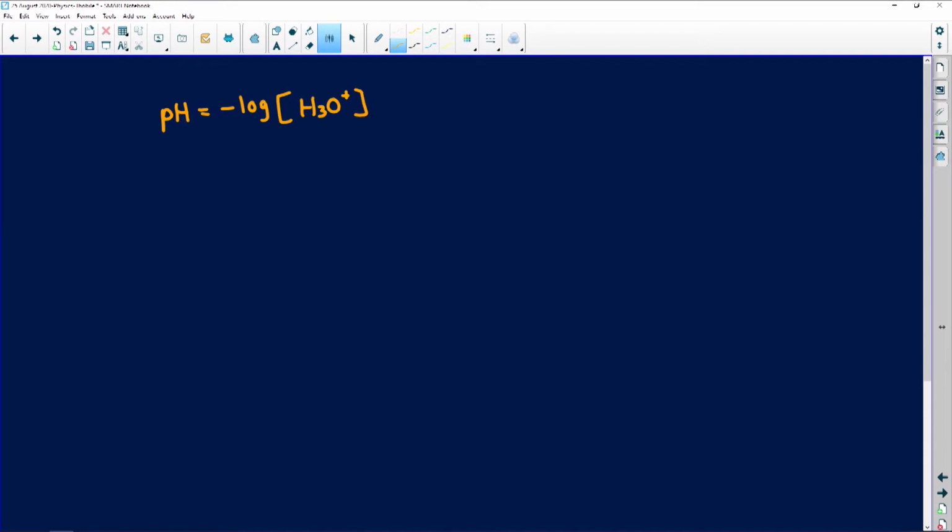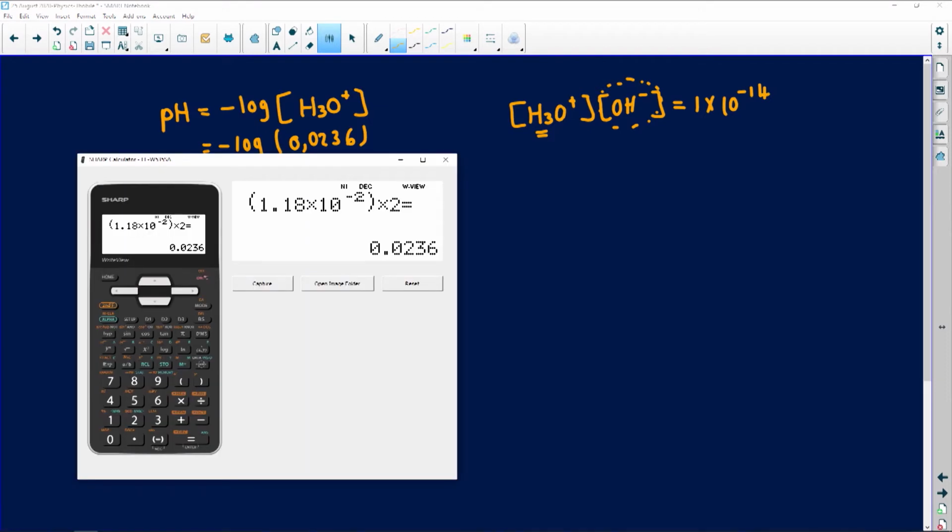Just going to branch it off a little bit. Remember, we have H3O plus times OH minus is equal to 1 times 10 to the -14. So if you were given the base, you first had to solve for this one, and then you can put it in here. But in this case, we were given the acid, so I'm just going to go straight into it. I'm going to say -log, and then put in the concentration that I got, which is 0.0236.